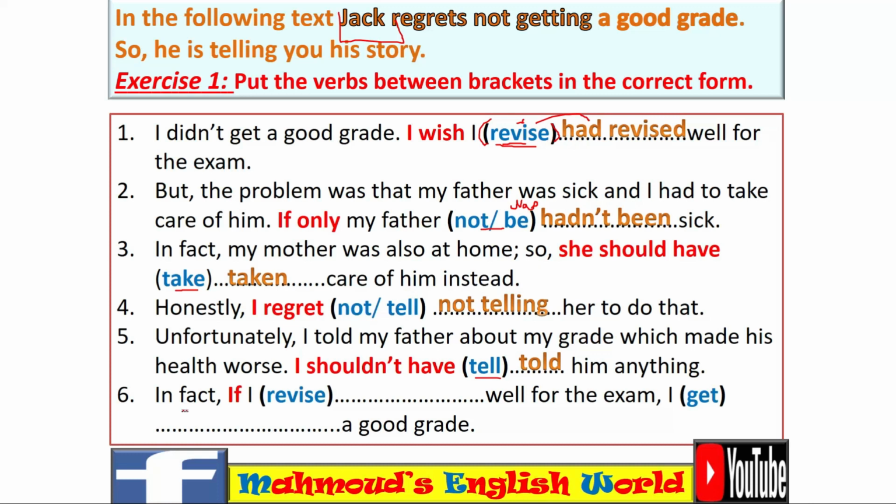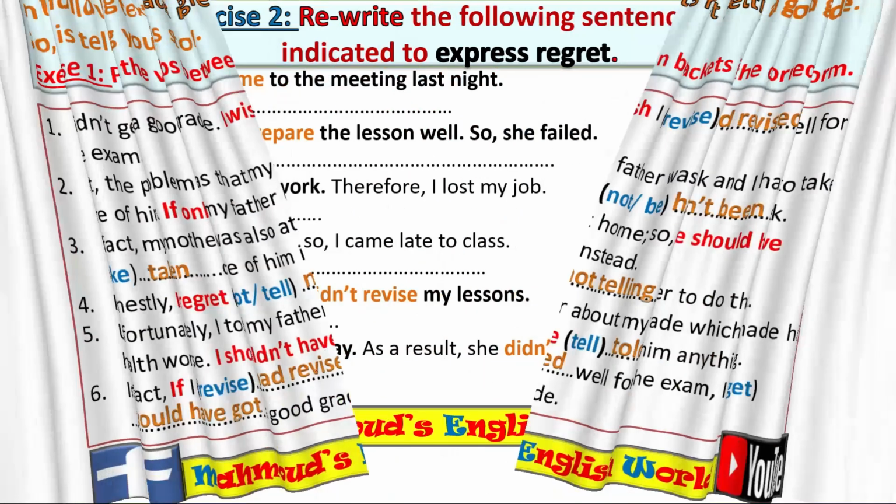And the last one, this is conditional type 3. In fact, if I, past perfect, had revised well for the exam, I, remember, would have and past participle. Okay, I would have got a good grade. Excellent job. So the next task that we're going to do here is this.